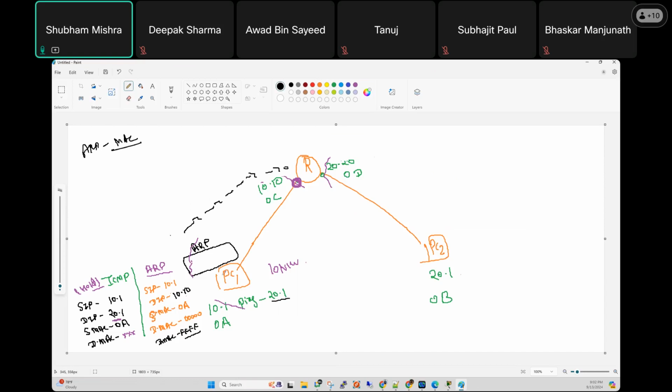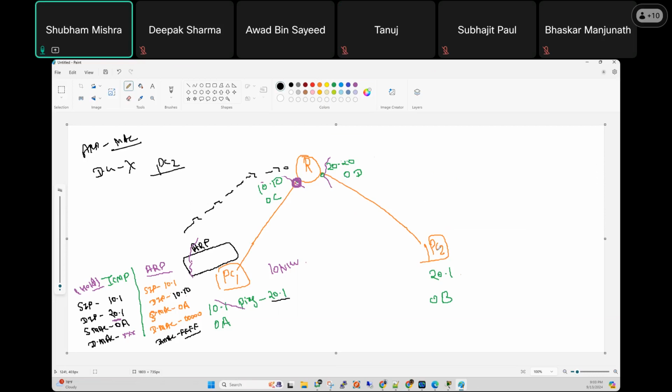But this ARP packet is not going to this network, yes or no? It means this ARP packet will go to the default gateway and find out the MAC address of its default gateway, not PC number 2. If this packet is not going to this network, then how will your ARP packet find out the MAC address of PC number 2?